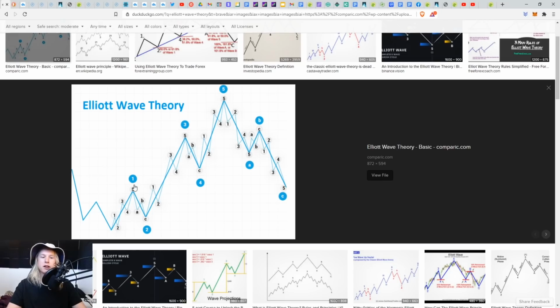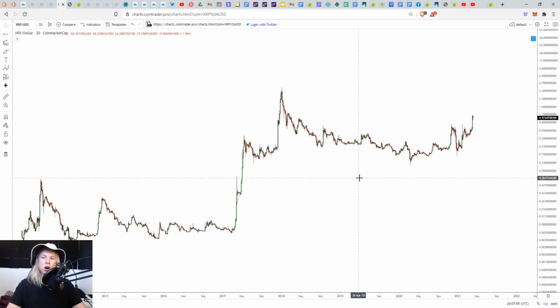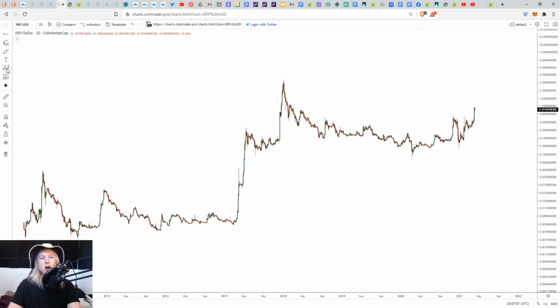So we've had 3 waves here, ABC, 3 waves here, ABC, and then 3 waves there, ABC. And that is how you basically analyze Elliott wave theory. So let's actually apply this to the long-term trend of XRP, and let's talk about my thoughts and perspectives on really where we're at and what we could see long-term.